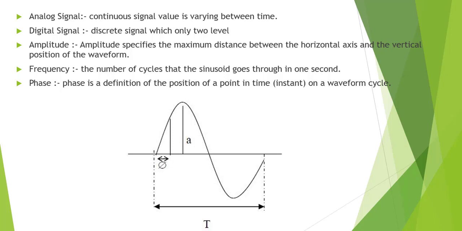In the analog signal, there are three characteristics: amplitude, frequency, and phase. Amplitude means the maximum vertical distance between the horizontal axis and the point of the waveform. Frequency is the number of complete cycles in 1 second. The third one is phase. Phase is the definition of the position of a point in time of the waveform.